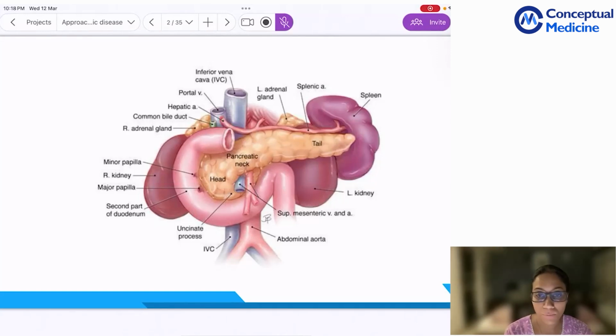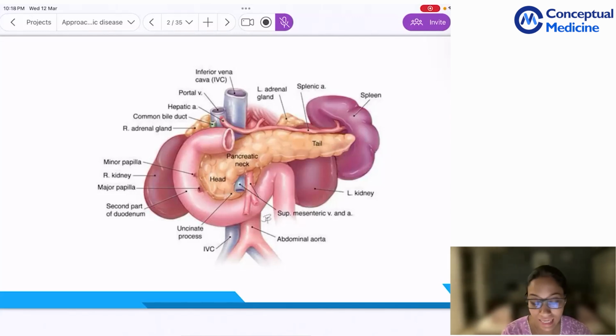Whereas posterior to the body, you have the aorta, the origin of the superior mesenteric, the left crus of the diaphragm. Then, of course, the left kidney, the left adrenal, and the splenic vein. The tip of the tail of the pancreas goes into the spleen, so it touches the spleen. That's why whenever you have a disease of the tail of the pancreas, along with that, you will have to go for a splenectomy as well. That explains the different relations.